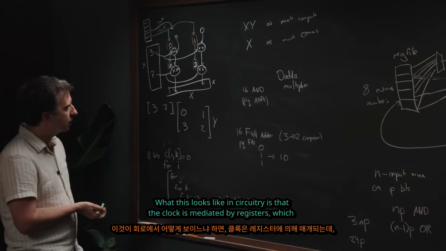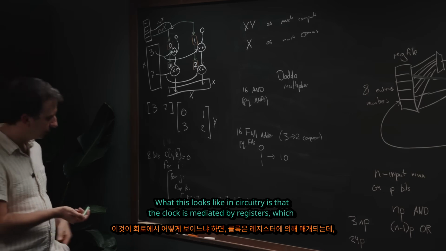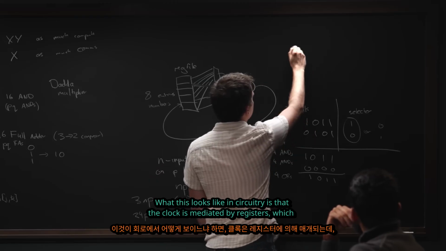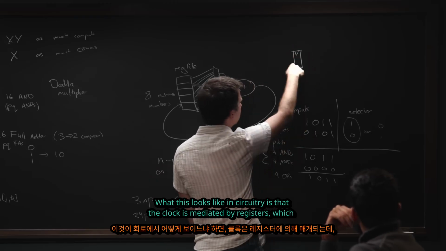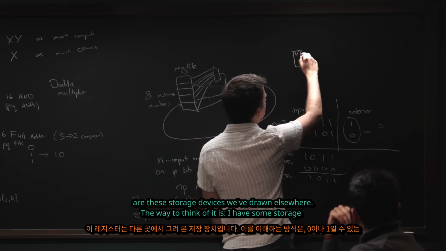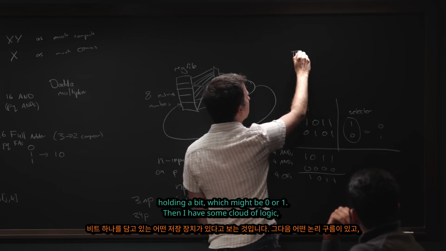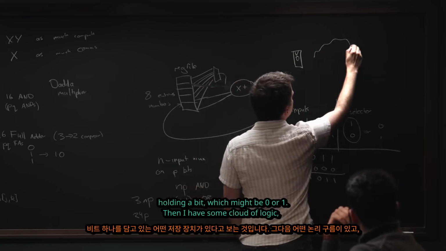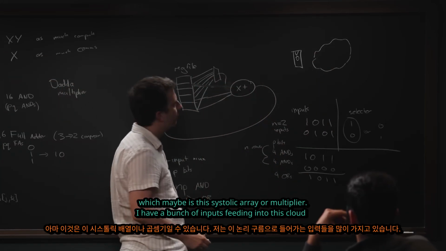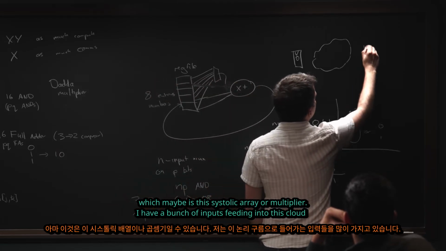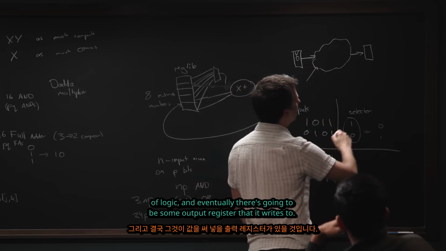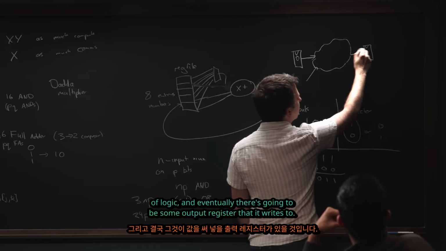What this looks like in circuitry is typically drawn like this: the clock is mediated by registers, which are these storage devices that we've drawn elsewhere. The way to think of it is that I have some storage, which is storing a bit, which might be 0 or 1. Then I have some cloud of logic, which maybe is this systolic array or this multiplier or something like that, and that's going to produce some output. So I've got a bunch of inputs feeding into this cloud of logic, and eventually there's going to be some output register that this writes to.